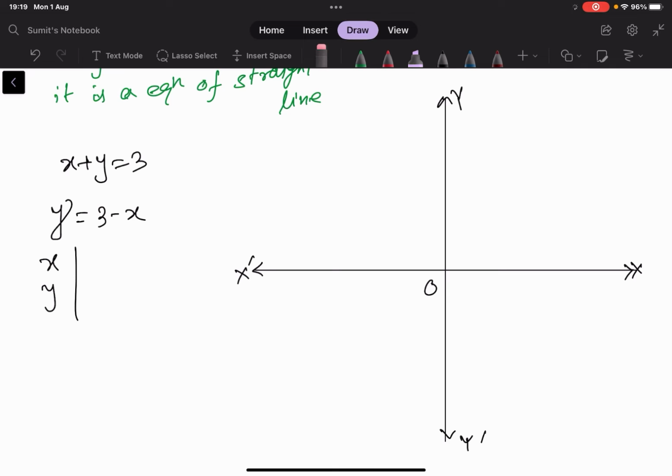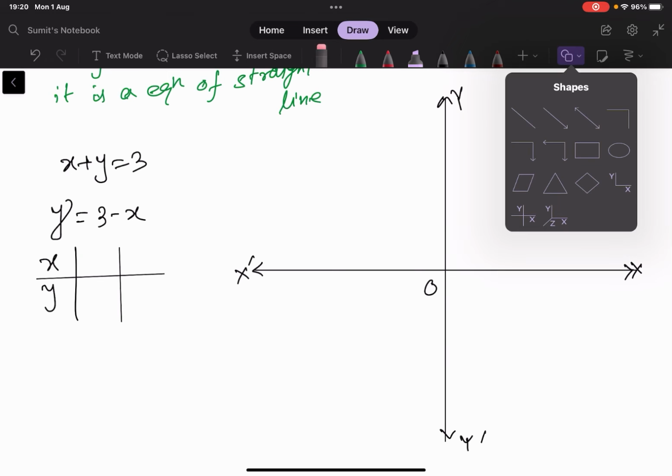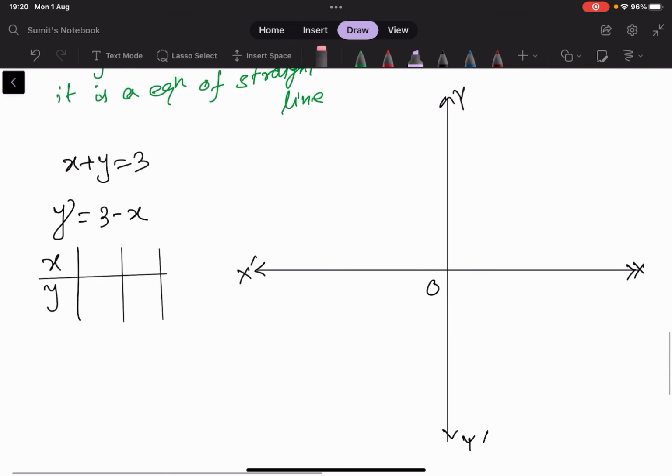Why take only 3 pairs? How many points are needed to draw a straight line? Only 2 points. But why are we taking 3? Just to avoid mistakes. Maybe you have taken 2 points and one is a mistake. But to avoid mistakes, I am taking 3 points.